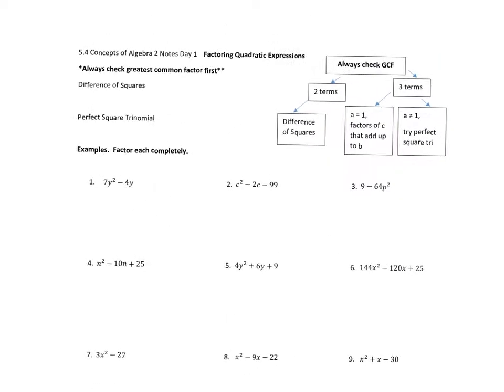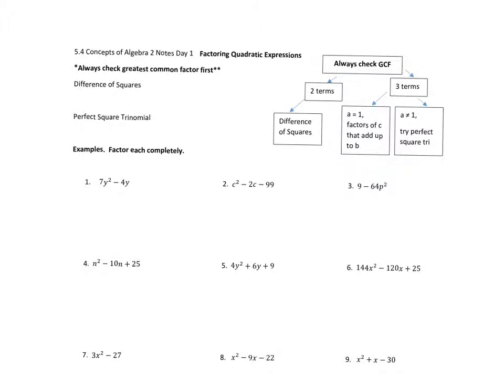So 5.4 is about factoring. Whenever you're factoring, you always need to check the greatest common factor. I always check to see, can I divide all of the terms by a number or a variable or some number variable combination.